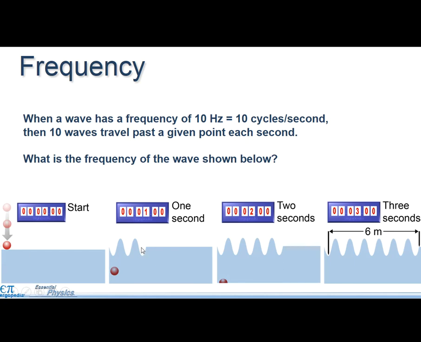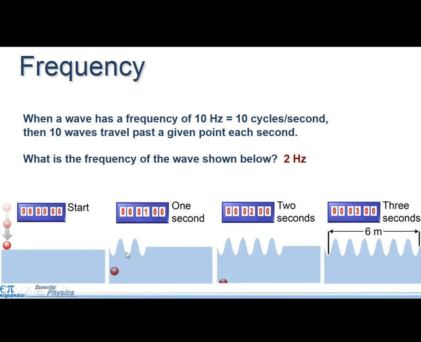So you drop a ball. After 1 second, there's 2 waves that have gone by. After 2 seconds, there's 4 waves. And after 3 seconds, there's 1, 2, 3, 4, 5, 6. So that must mean that there's 2 waves happening every second. So if there's 2 waves created every second, that must mean that the frequency is in fact 2 hertz.